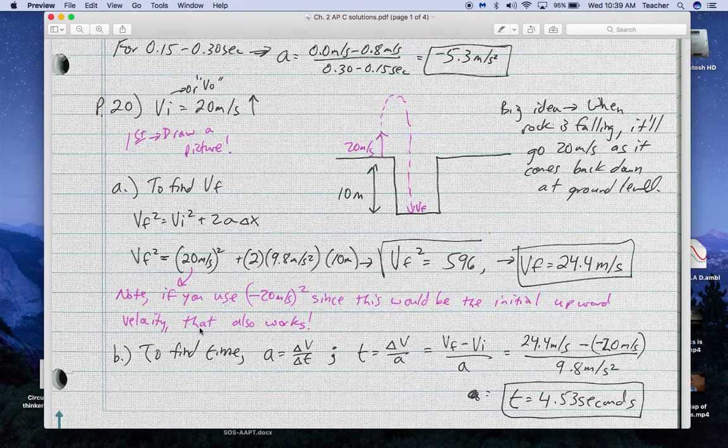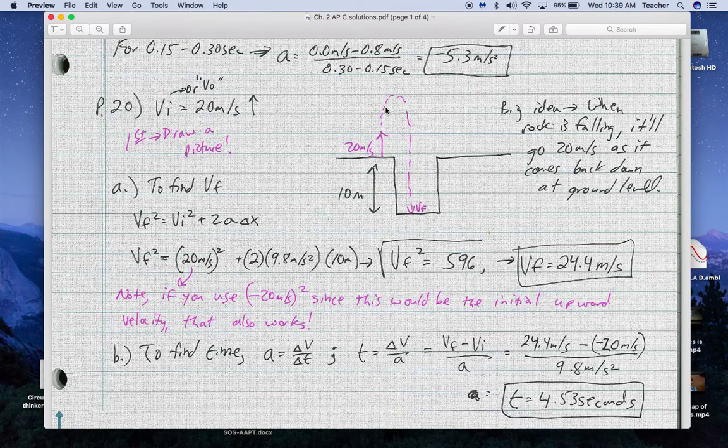So to find the time it takes to go up and come back down, we can use the most general definition of acceleration, which is change in velocity over change in time. Technically, this delta should be in front of the t still. Rearrange that. So my final velocity is down at 24.4 meters per second. My initial velocity is up at 20 meters per second. So if I use this formula, I've got to recognize that these signs matter.